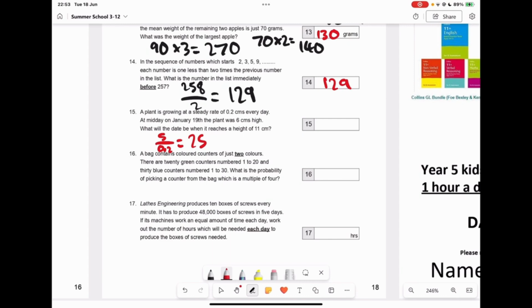So we know that January has 31 days. So first we can do 31 minus the 19. So 31 minus 19 is 12. So that's 12 out of the 25. So then 25 minus 12, well, that is 13. So the answer will be the 13th of February. And you can just write that as 13th of February.